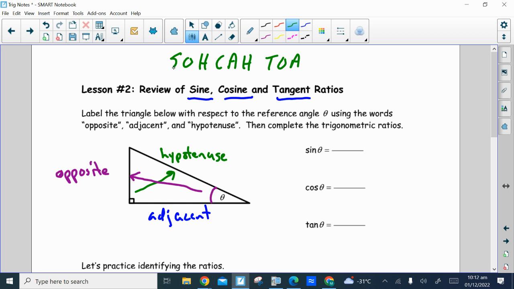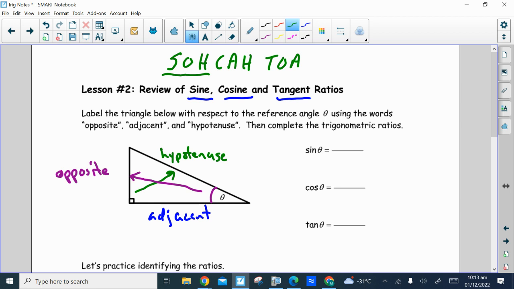So the S stands for sine, and the other letters correspond to the three sides that we have on our triangle. The three sides are the opposite, adjacent, and the hypotenuse. So SOH means sine uses the opposite and the hypotenuse. O stands for opposite, H stands for hypotenuse. And the order that they are is also important. Opposite is first, hypotenuse is second.